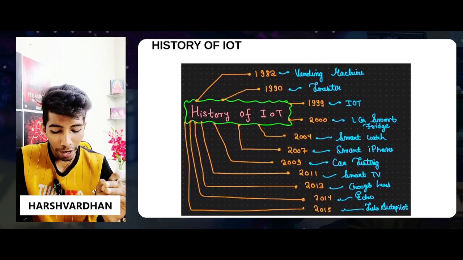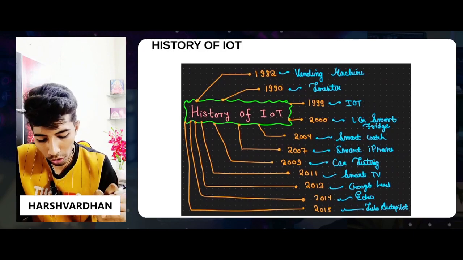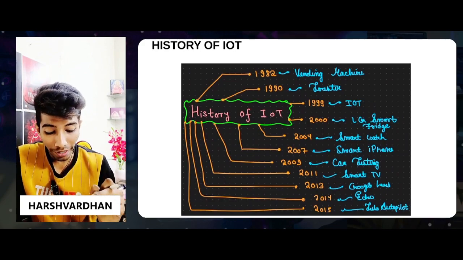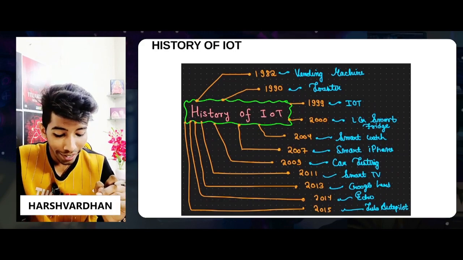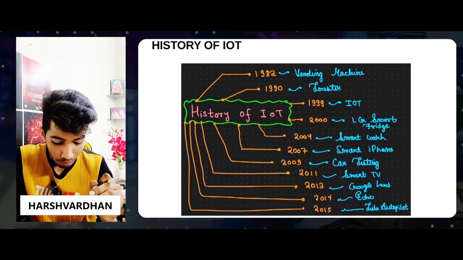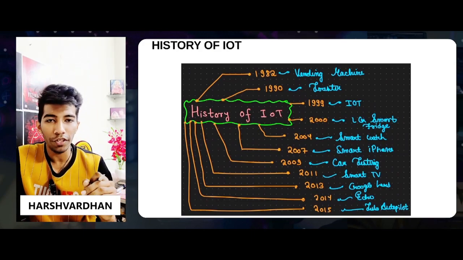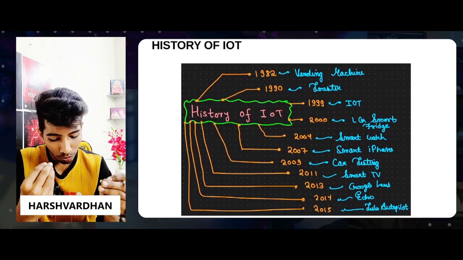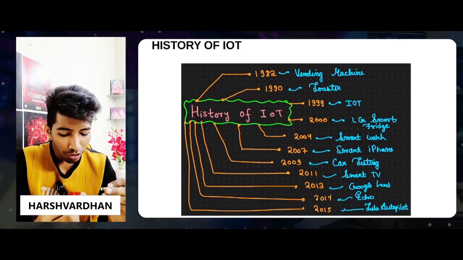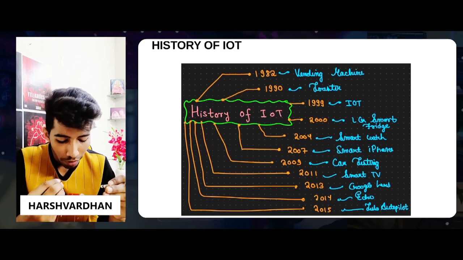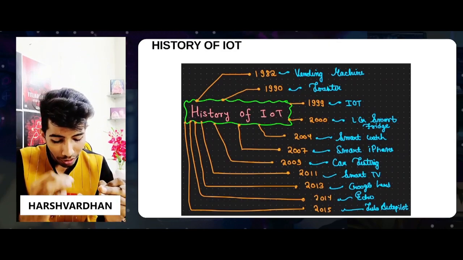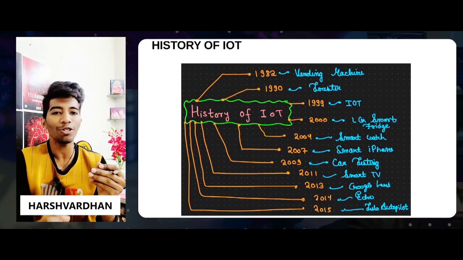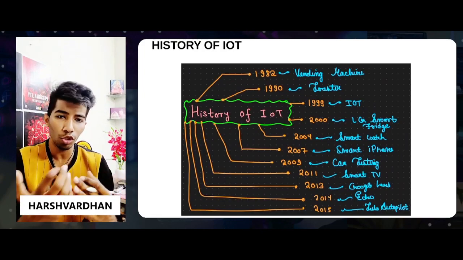Talking about some history of IoT. In 1982, the vending machine was created. In 1990, the toaster. In 1999, the term IoT came. In 2000, the LG Smart Fridge. All of us have used an LG once in our life. In 2004, the smartwatch, in 2007 the smart iPhone, in 2009 car testing, and 2011 was the time of smart TV, which we are also using in our studios, and I hope that you are also using in your home.